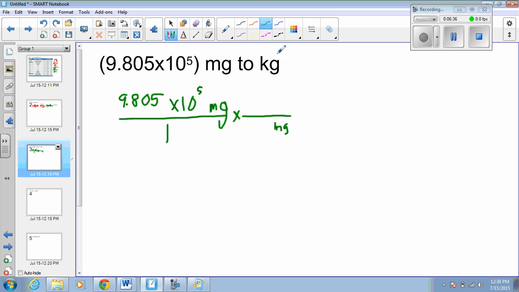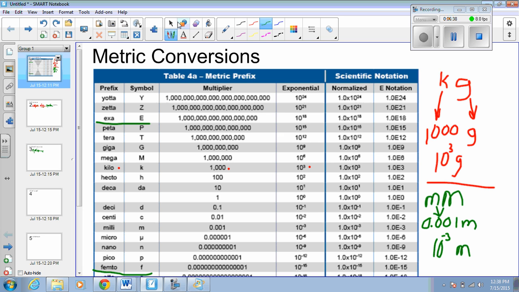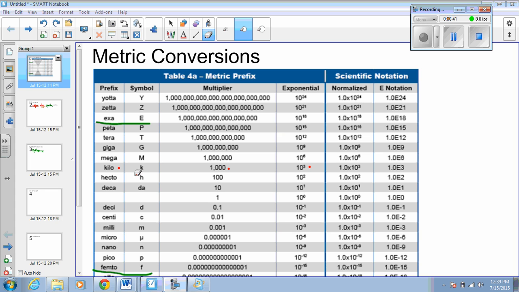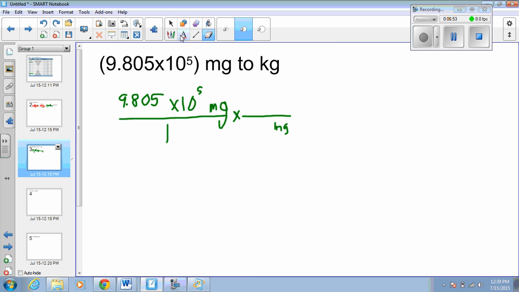And I want to convert to kilograms, but if I look back at my chart, I don't have a milligram to kilogram conversion. All these conversion rates go to the base unit. So why don't I just convert to the base unit and then convert to the unit that I want? I can go from milligrams to grams quite simply by saying, a milligram is 10 to the negative 3 grams.